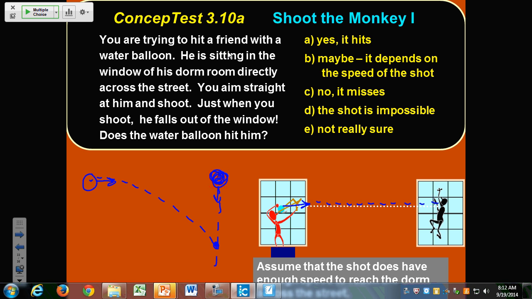This is called shoot the monkey. Let's finish this and I'll find a YouTube video. I don't have the equipment to do it, but it's kind of cool.